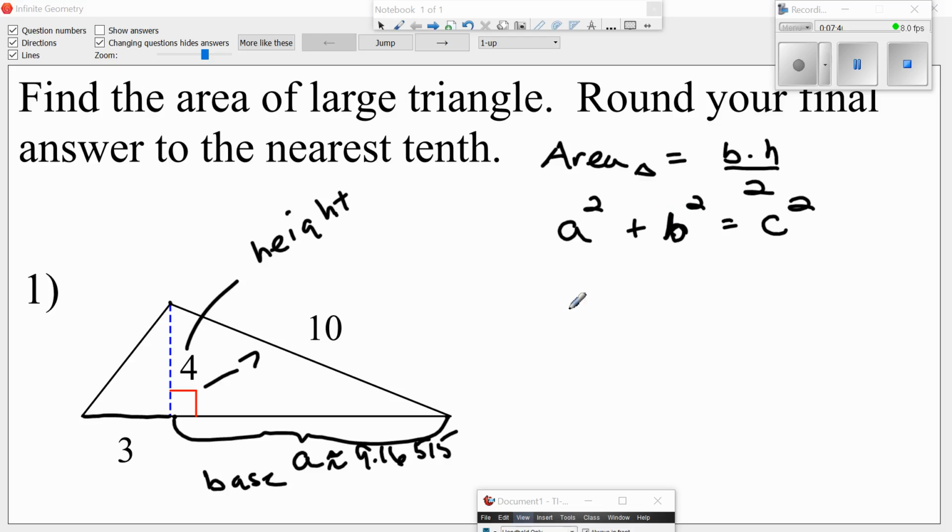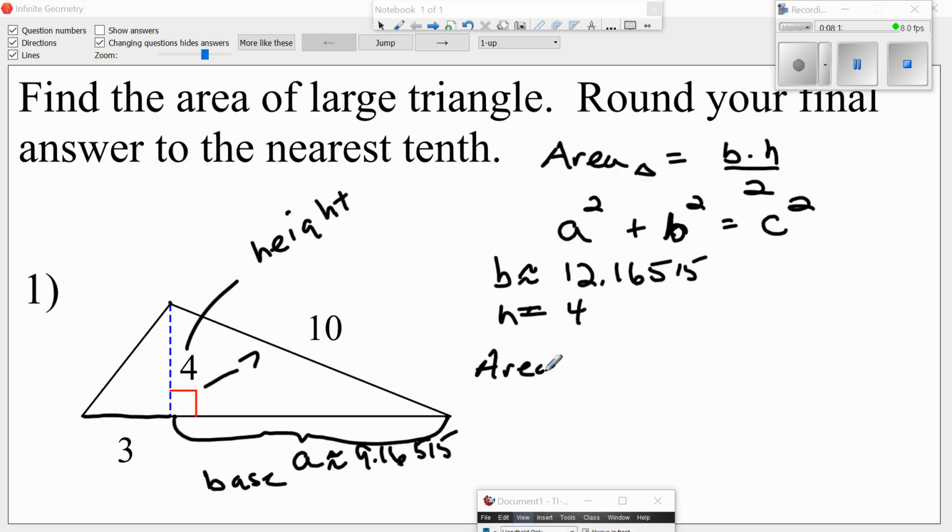All right, so I know what A is. I know what 3 is. This is 3. I know my base now. So B is approximately 3 plus 9, which is 12.16515. My height is exactly equal to 4, and that's all I need to find the area.